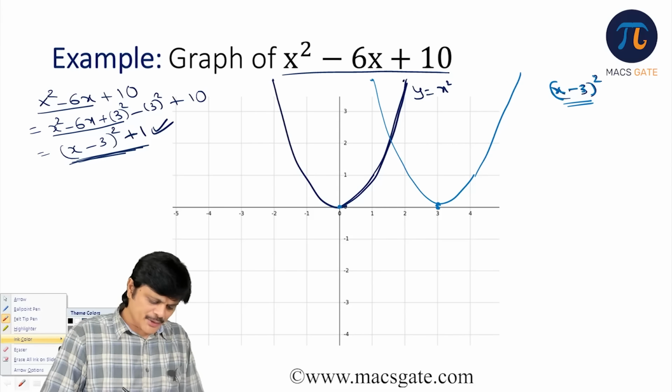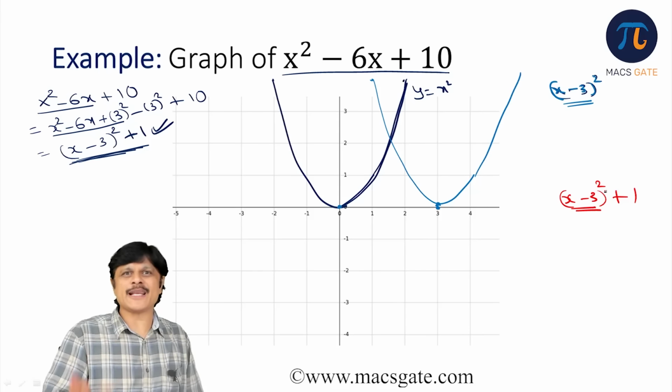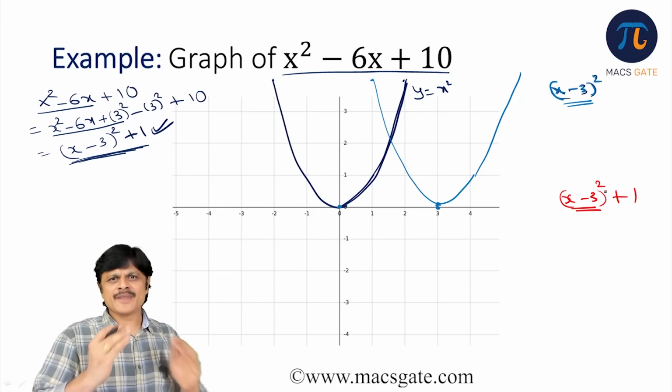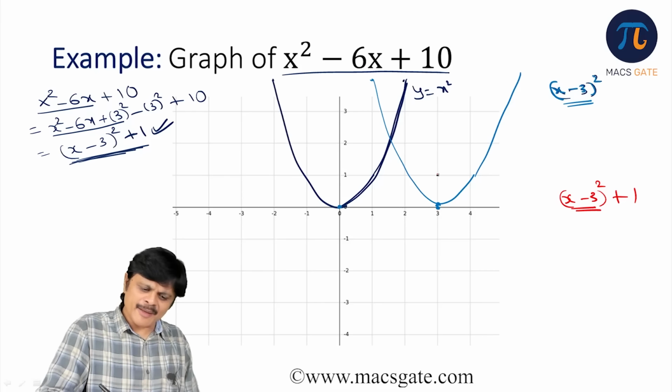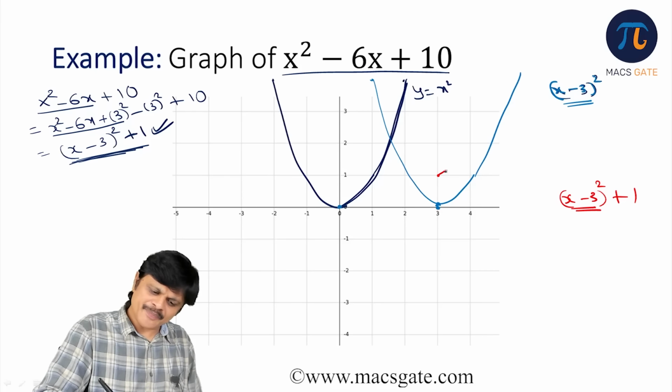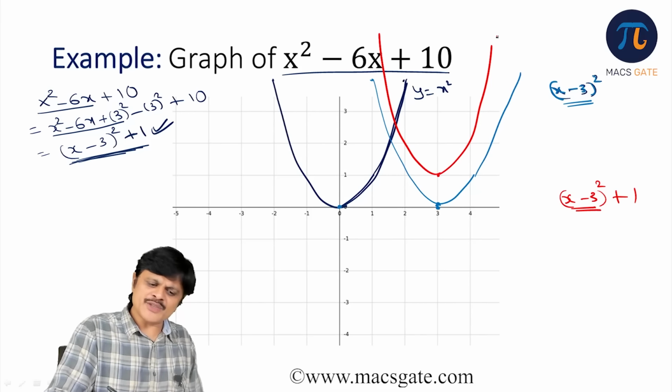Then what is it that you want? x minus 3 whole square plus 1. See, for this graph plus 1 is added. See, plus 1 means what, sir? f of x plus 1. 1 unit up, you need to shift it. So the same graph will be shifted 1 unit up. So this would be the graph of x minus 3 whole square plus 1.